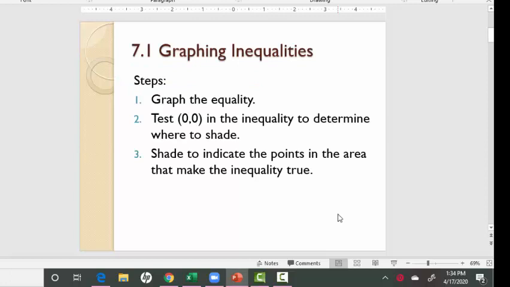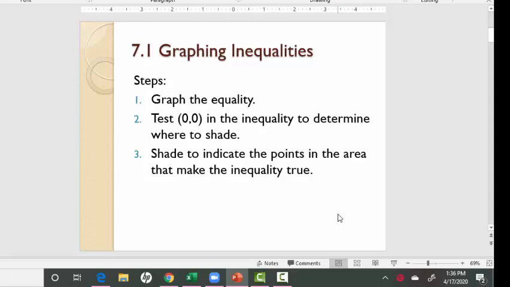So to graph inequalities, the steps are to first graph the equality, which means that you're first going to graph the two lines. The second step is to test a point to determine where to shade, either above the line or below the line. The easiest point to test is 0, 0. Plug 0, 0 into the inequality to see if it comes out to a true statement. And if it does, then you know you'll be shading in the area of 0, 0.